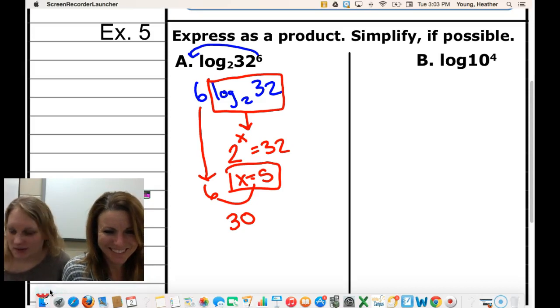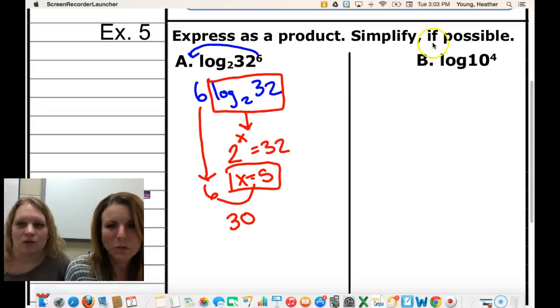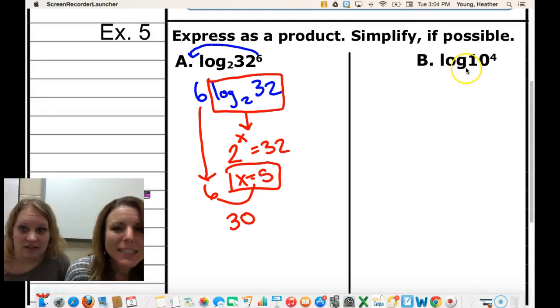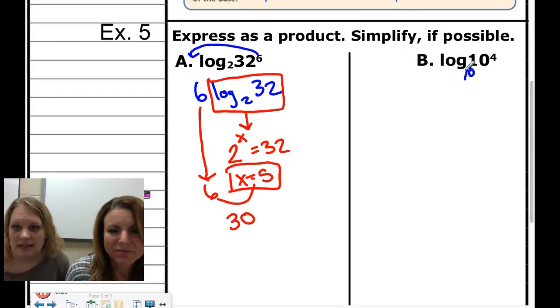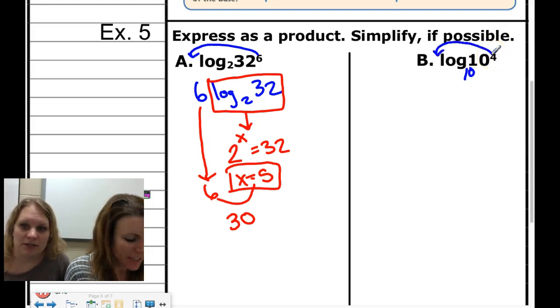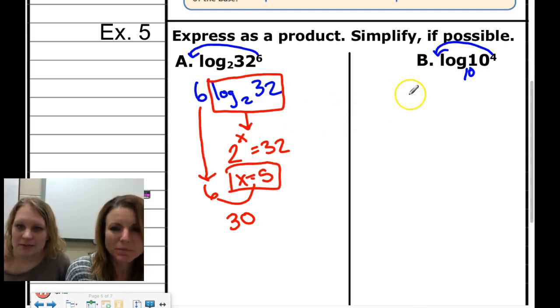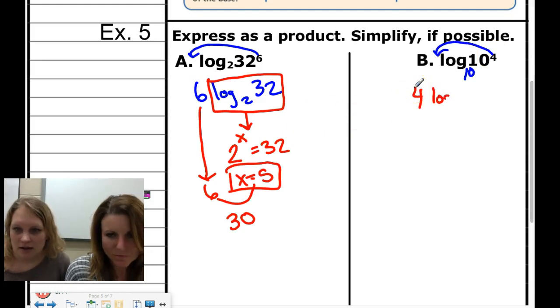Okay, so let's do the next one then. Ooh, there's nothing here. What do we think the base always is if there's nothing there? 10. And since we have an exponent on our big number, we have to pitch it to the front. So we have 4 log base 10 of 10.